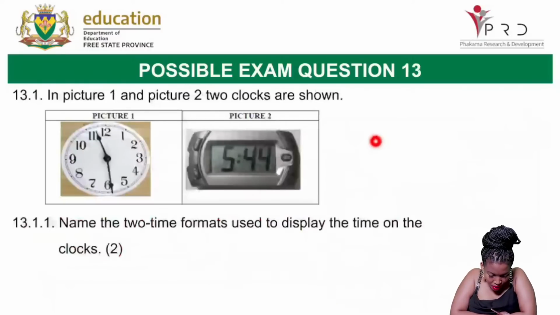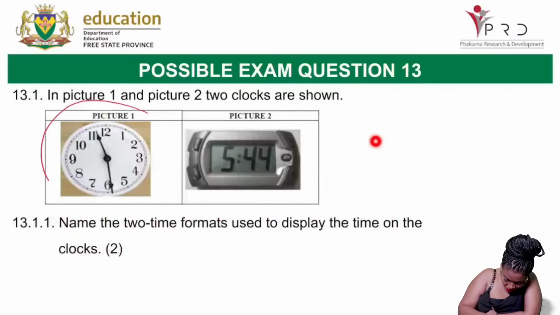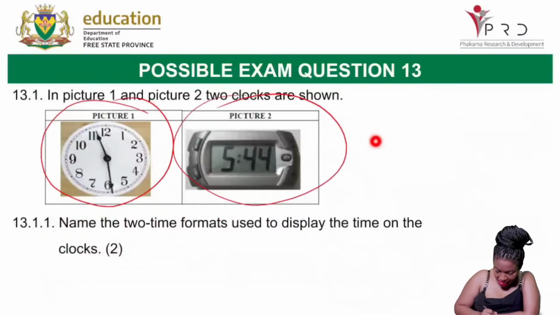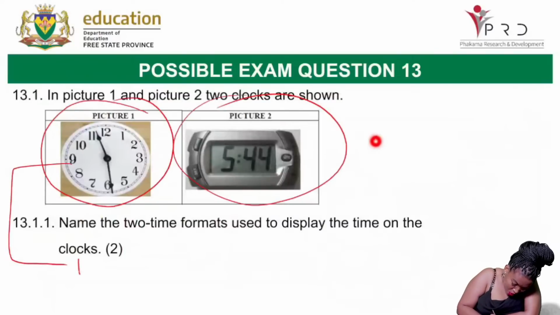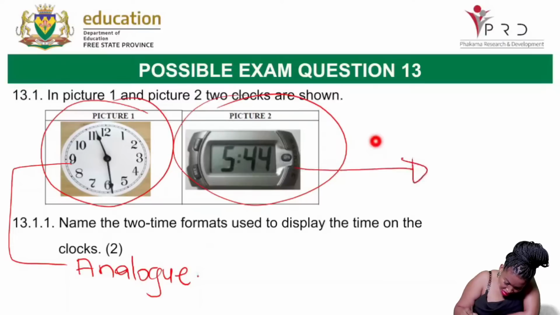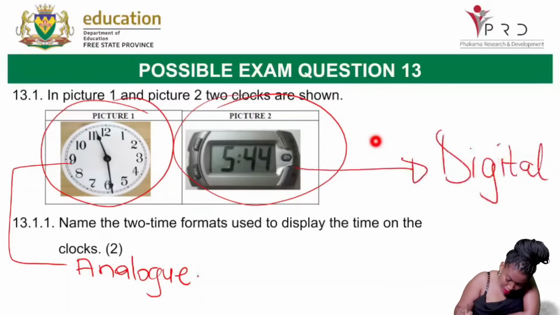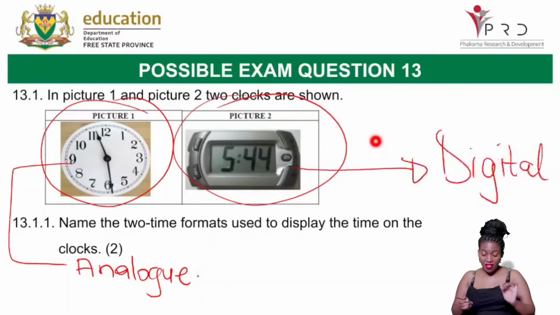The next one: in picture 1 and picture 2, two clocks are shown. We've got the first clock, we've got the second clock. Name the two time formats that are used to display the time on the clocks. So this one is your analog. Remember, I told you that this is the analog. And then this one here is your digital. But you can't write the slang word in the exam. It is a digital. The other one is the analog.